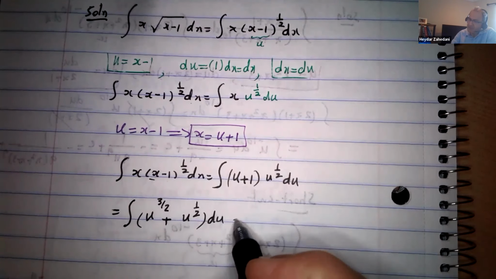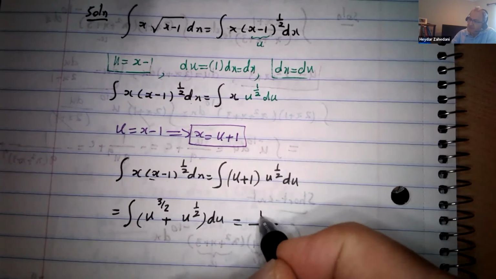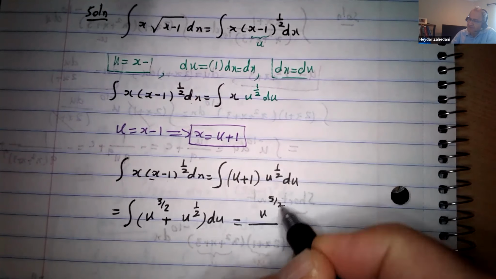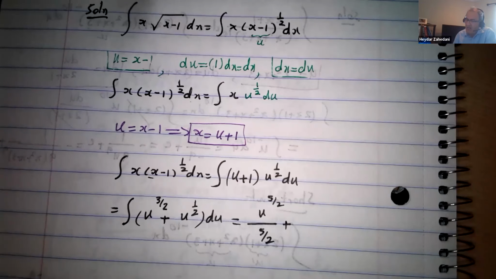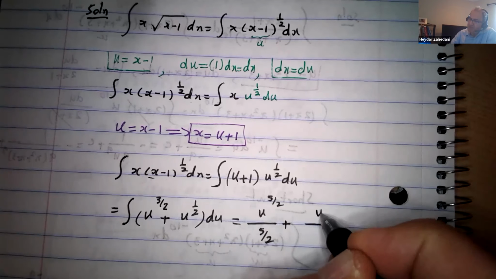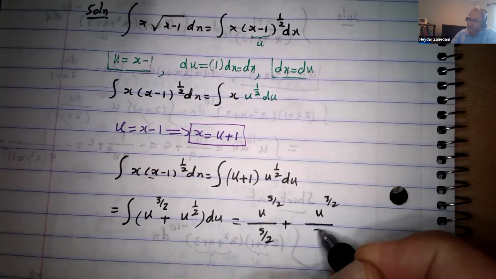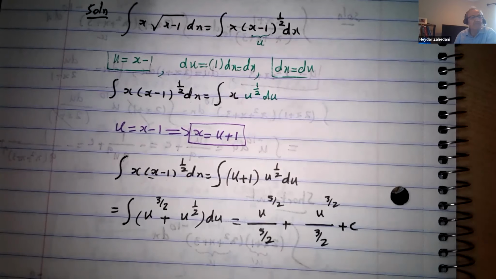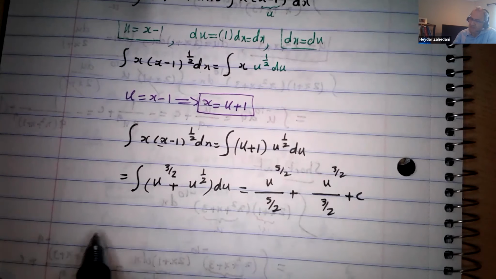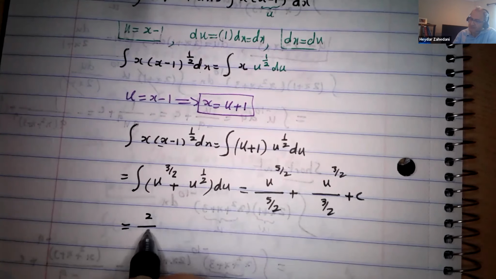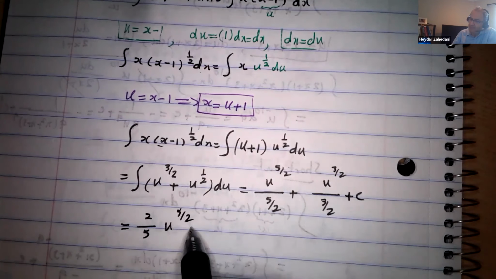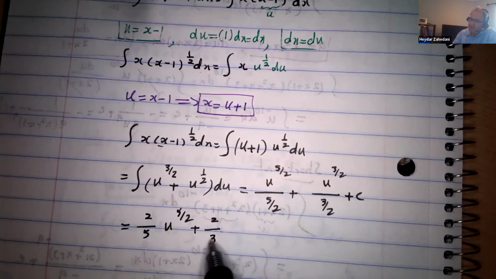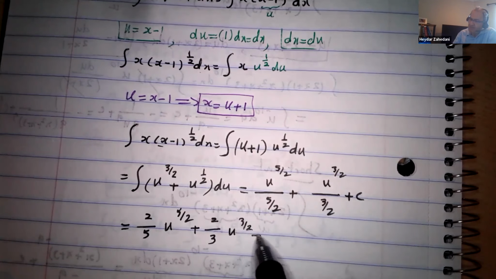Now we integrate it. Power rule for the first one: u to the 3 halves, plus 1 would be 5 halves, over the 5 halves, plus, okay, u to the half would be u to the 1 half plus 1 would be 3 halves, over the 3 halves, plus the constant. Use the reciprocal of the first one, it's going to be 2/5 u to the 5 halves, and this is going to be 2/3 u to the 3 halves plus the constant.